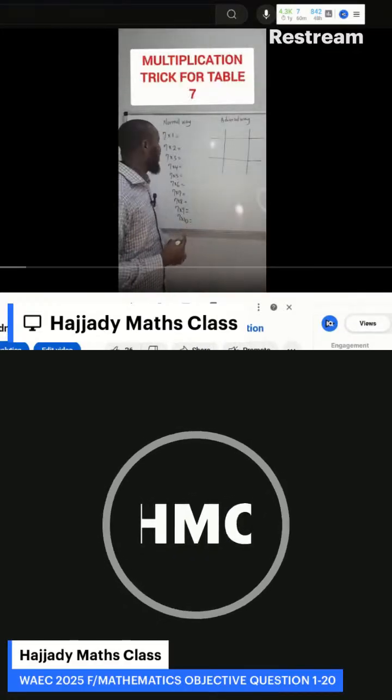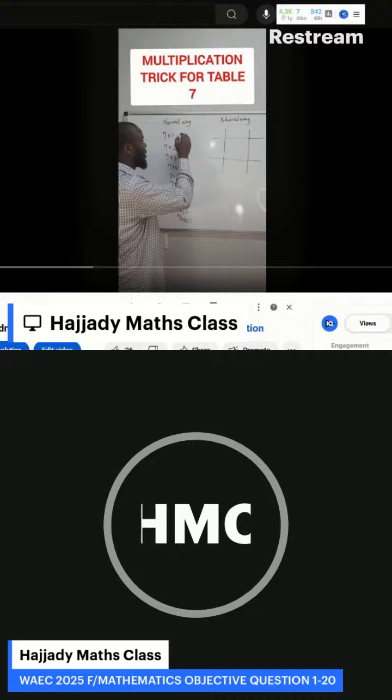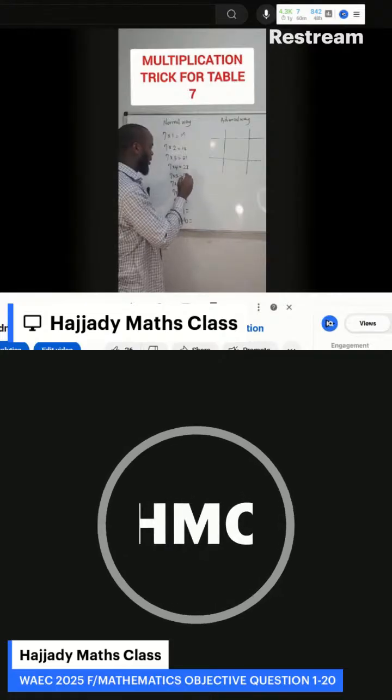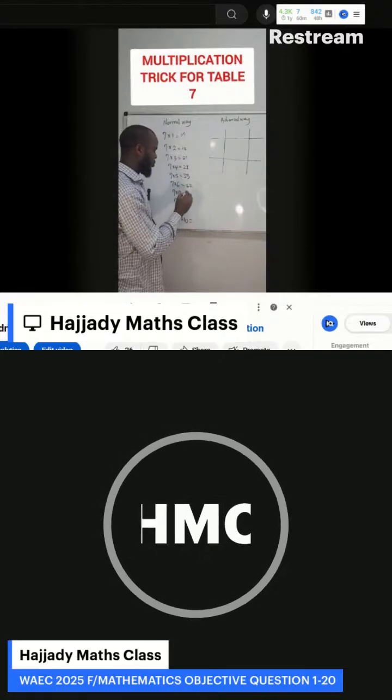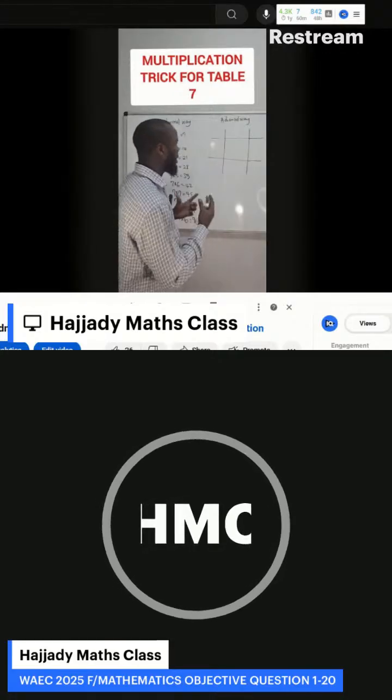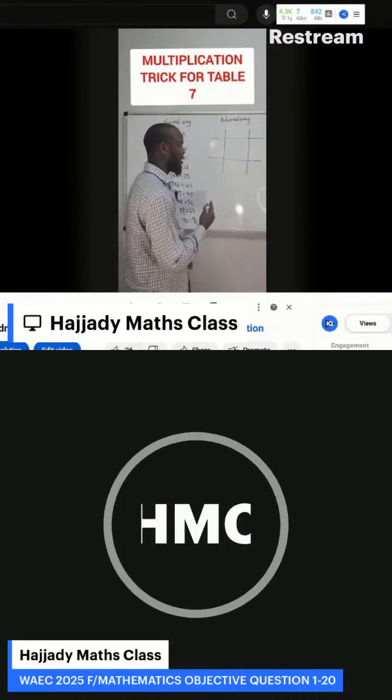Multiplication trick for table 7. The normal way of doing this is we have 7, 14, 21, 28, 35, 42, 49, and this gives 56, 63, and 70. This is the usual way of doing it. Then, what is the advanced way? And I see this as the easiest way.